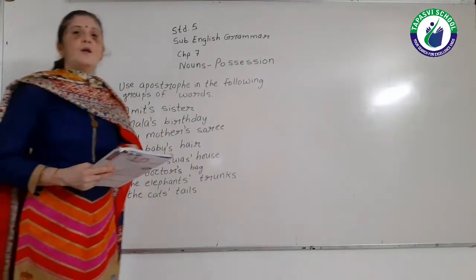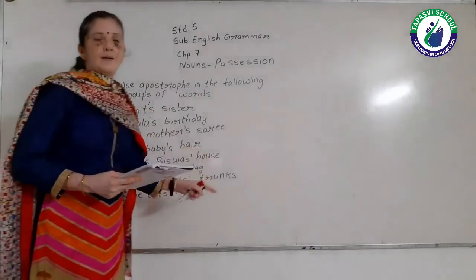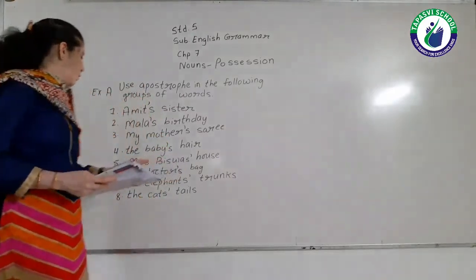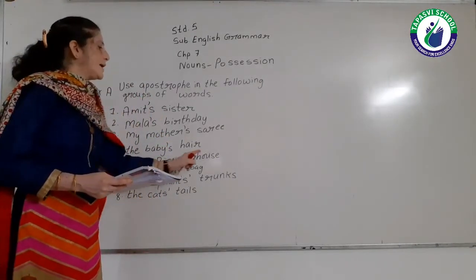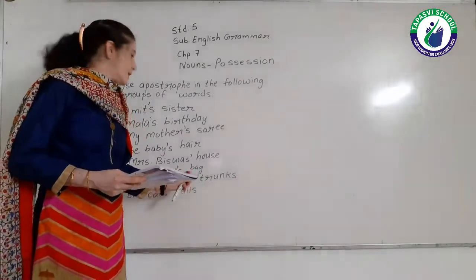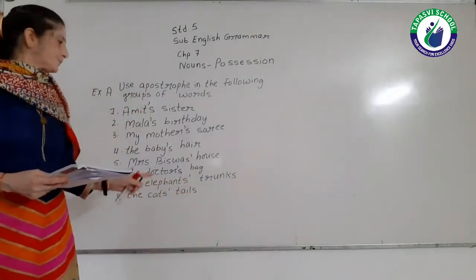Fourth one, the hair of the baby. Whose hair? The baby's hair, right? The house of Mrs. Biswas. Whose house? Mrs. Biswas' house. See students, here the word ends with S, so we can write only the apostrophe, right?